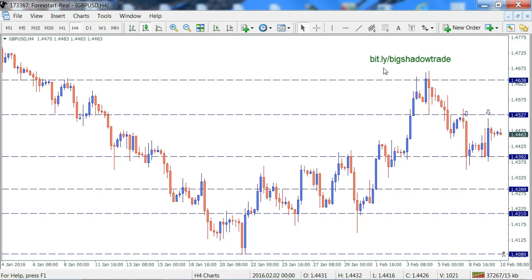With that said, I hope you guys got a good preview on why not to trade engulfing candles and why the big shadow trade is in fact a better high probability Forex naked price action trade for you.